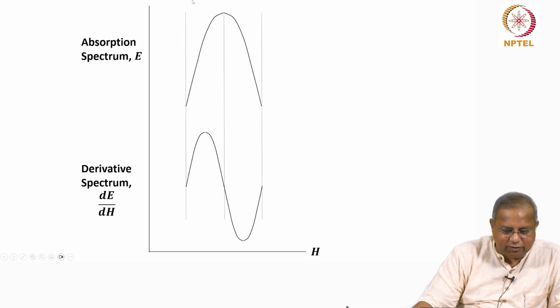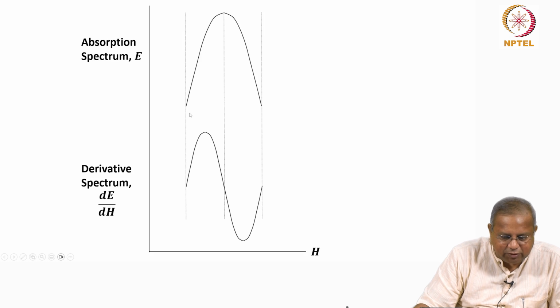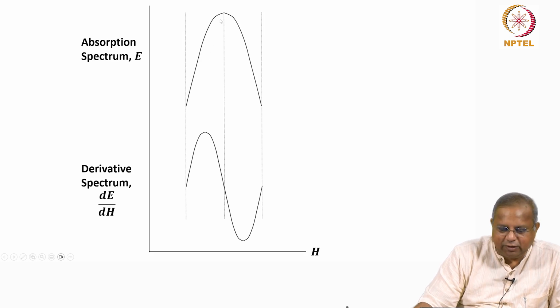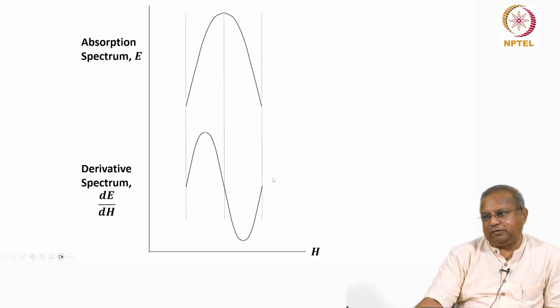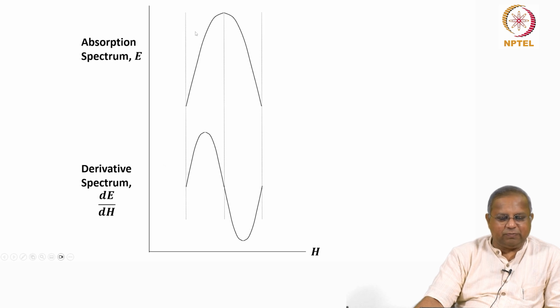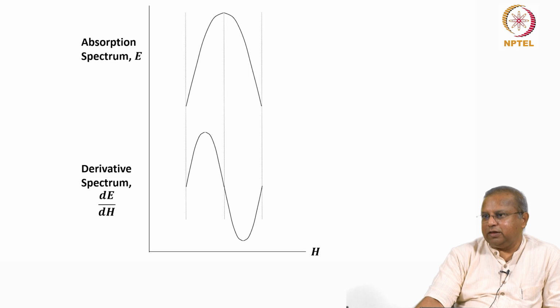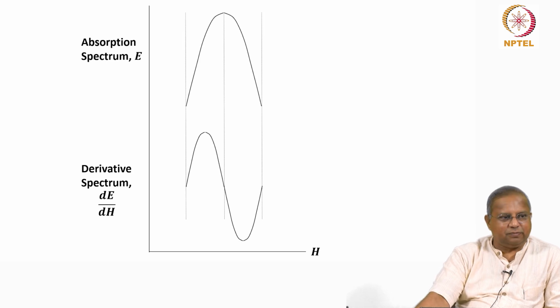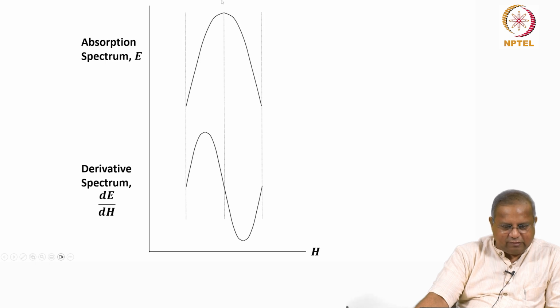Somewhere till this point, you have an increasing slope, and then the slope decreases, becomes 0 at this point, and then the same thing happens. Okay. So the derivative spectrum of a typical absorption spectrum will be something like this. Okay. So both these are used, as will become clear as we go. Any questions so far? Everything is clear? Okay, you might want to just trace these out. This is the absorption spectrum. This is the first derivative spectrum with respect to H of the absorbed energy.